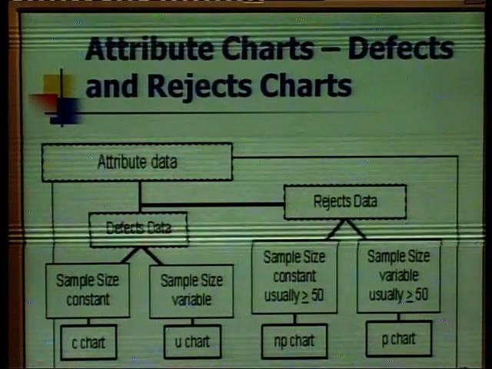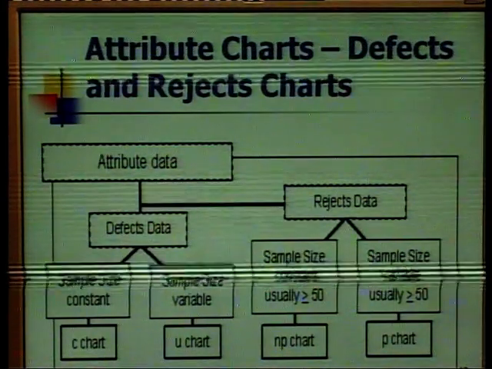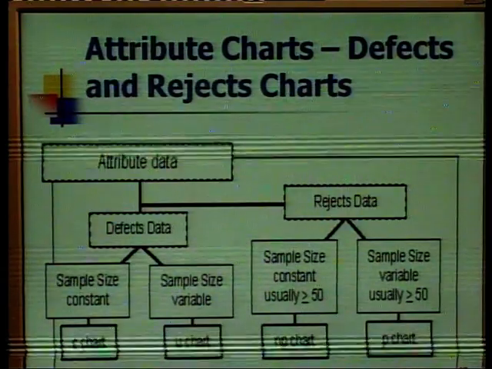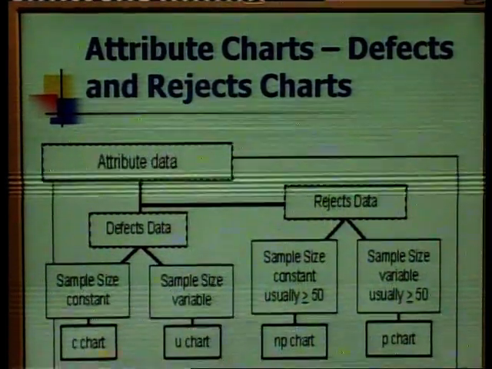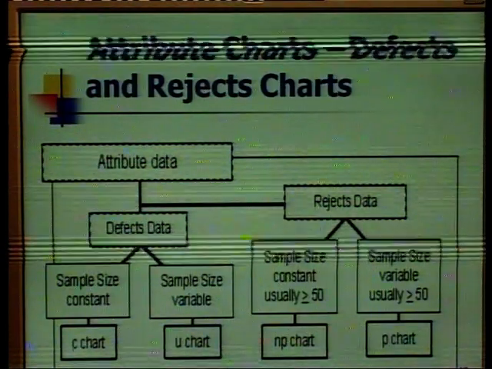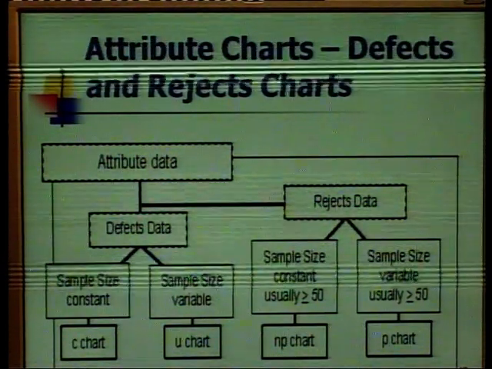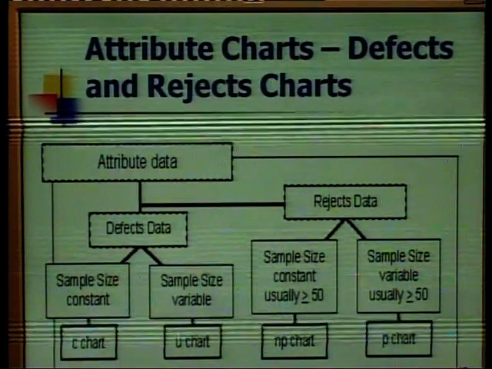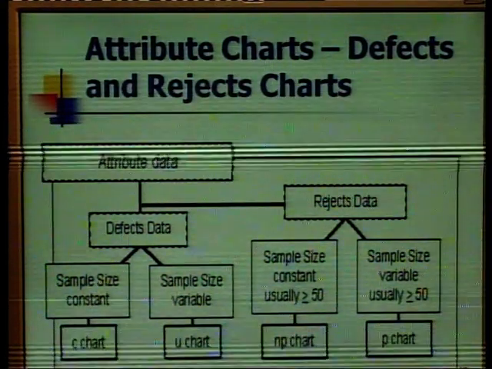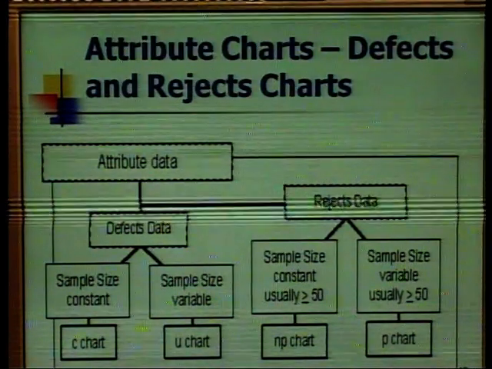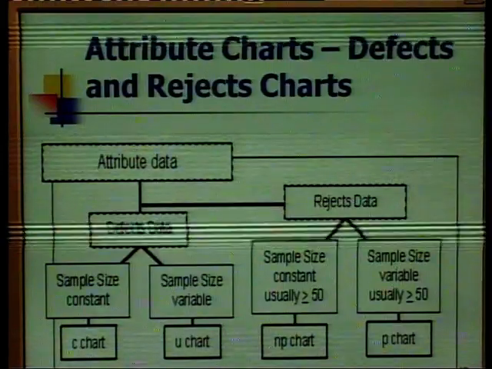Next comes the attribute charts, that is defect chart and reject chart. Now, from this table we can see that there are two types of attribute data charts. One is the defects data chart, another one is the rejects data chart. In case of defect data, if the sample size is constant, we use the C chart, and if the sample size varies, then we use the U chart.